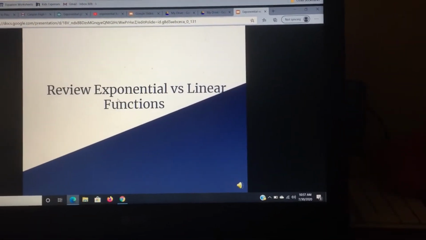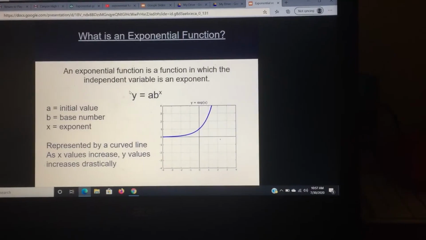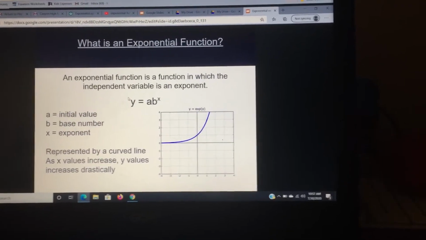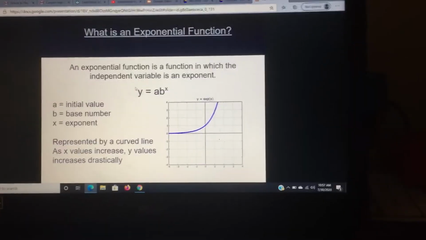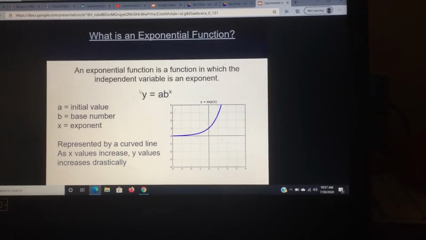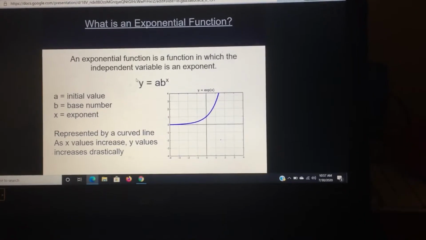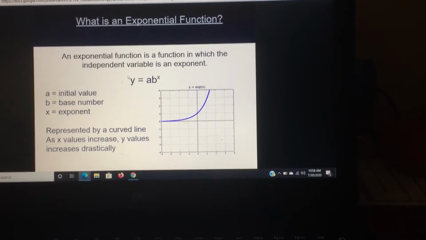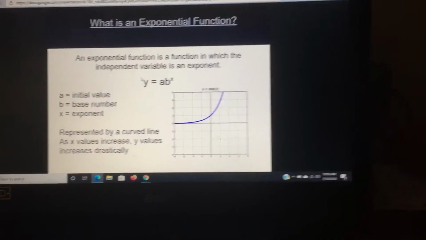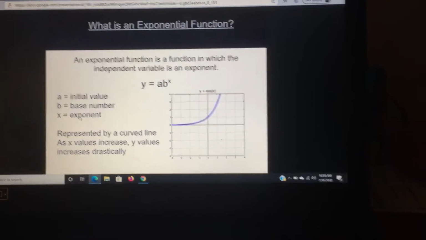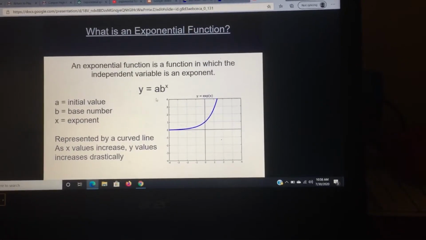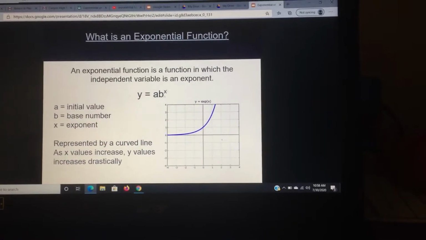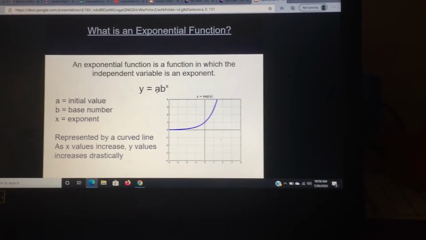Okay, now let's do a review of exponential and linear functions. What is an exponential function? Well, it's our equation where y equals ab to the power x, an exponential function in which the independent variable is an exponent. Here a is our initial value, b is our base number, and x is our exponent. Don't forget the order of operations when you solve for these: do your exponent first, and then multiply it by a.